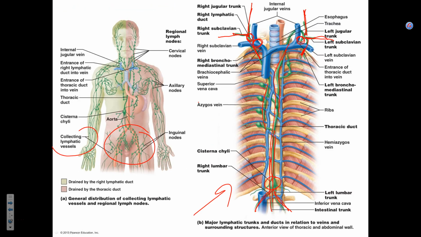One thing before we move on, I want to focus your attention. Where are lymph nodes? Well, they're actually everywhere. Okay, but a lot of them are in the neck, called cervical lymph nodes. You can feel them, okay? A lot of them in the groin.